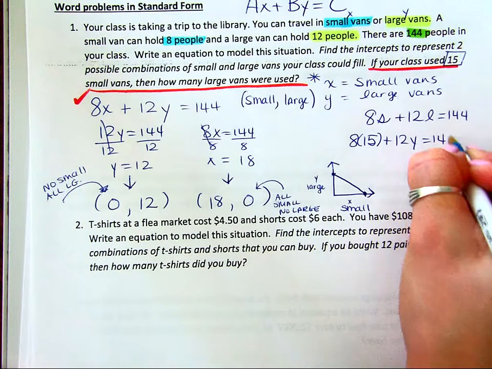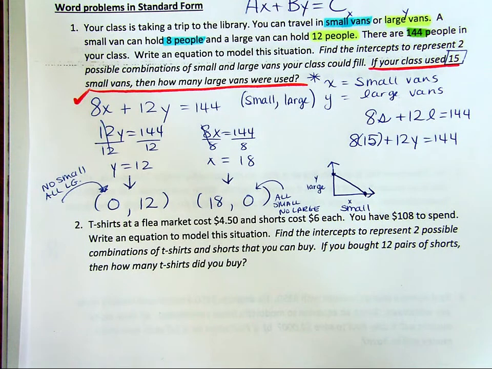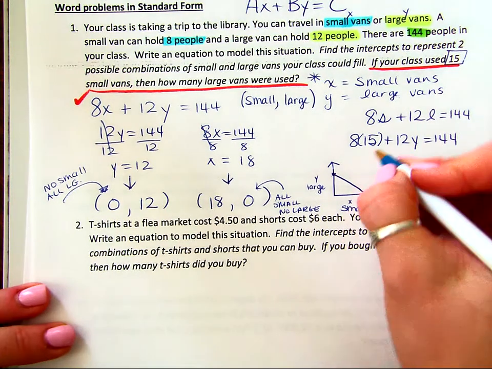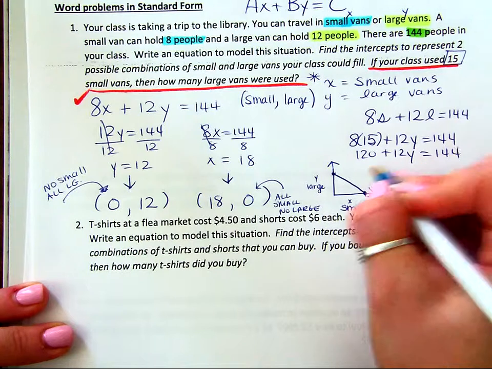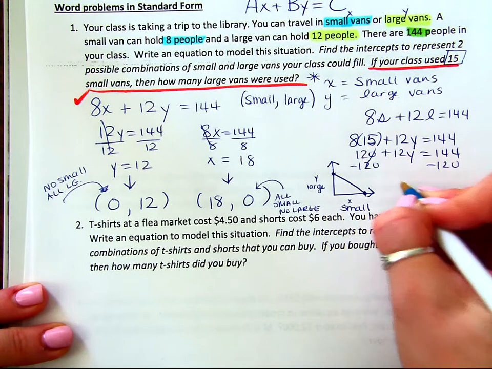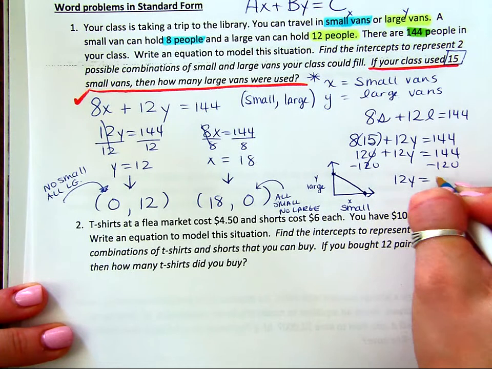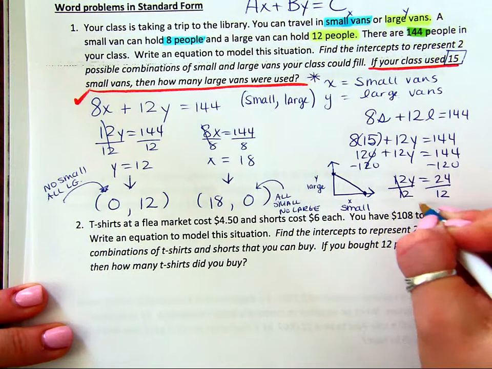I did this. Where did we put it? Where did I do that problem at? 120. I could have just done that in my head. 120 plus 12y equals 144, minus 120, minus 120. 12y equals 24, divide by 12, divide by 12. Okay, so y equals 2.